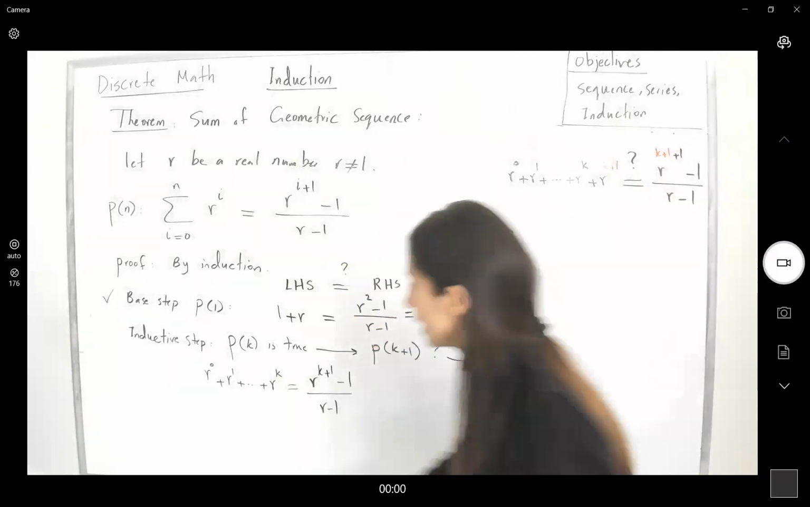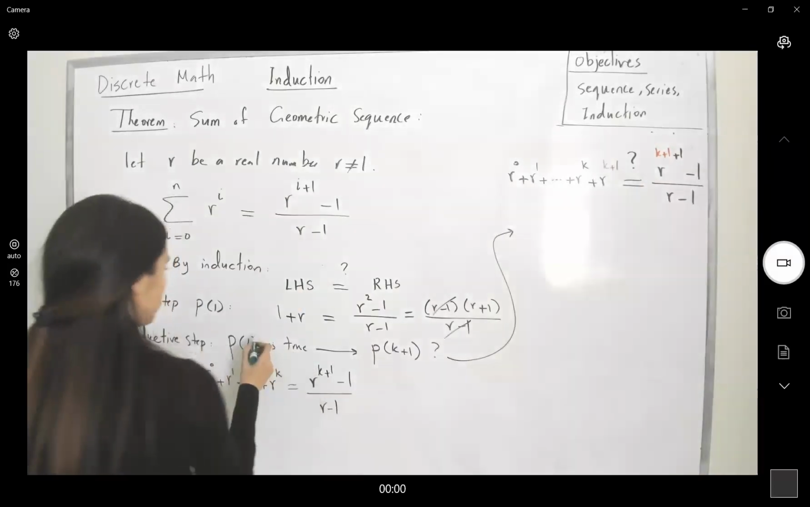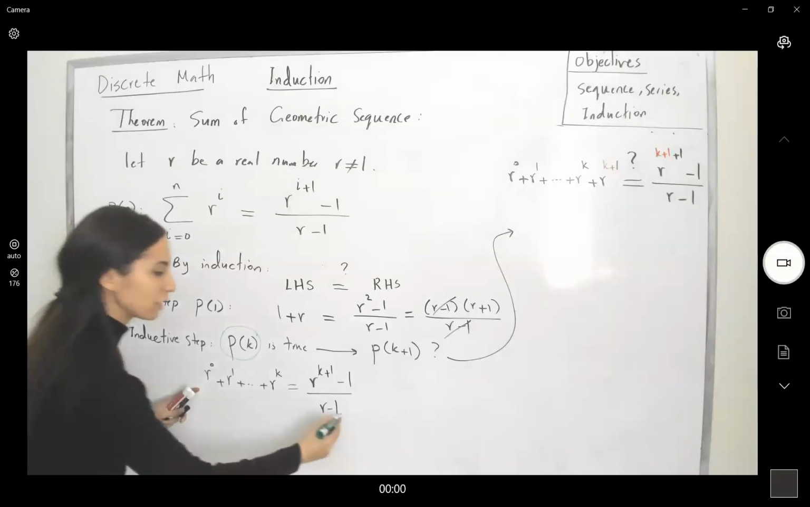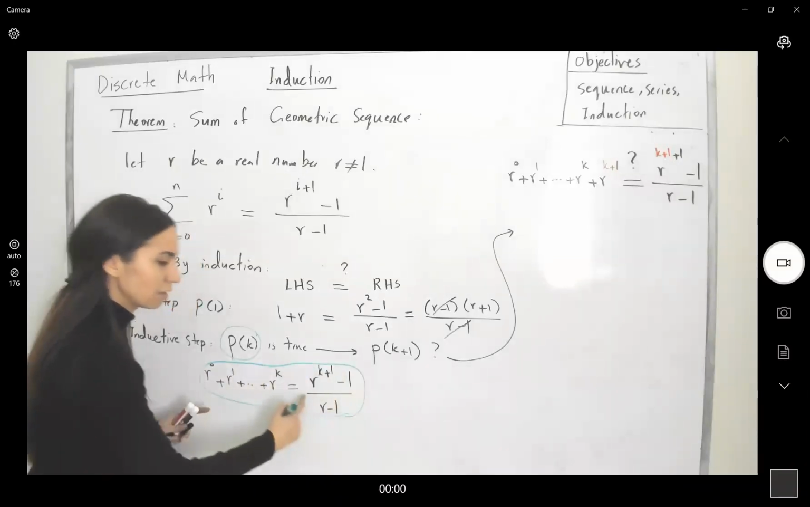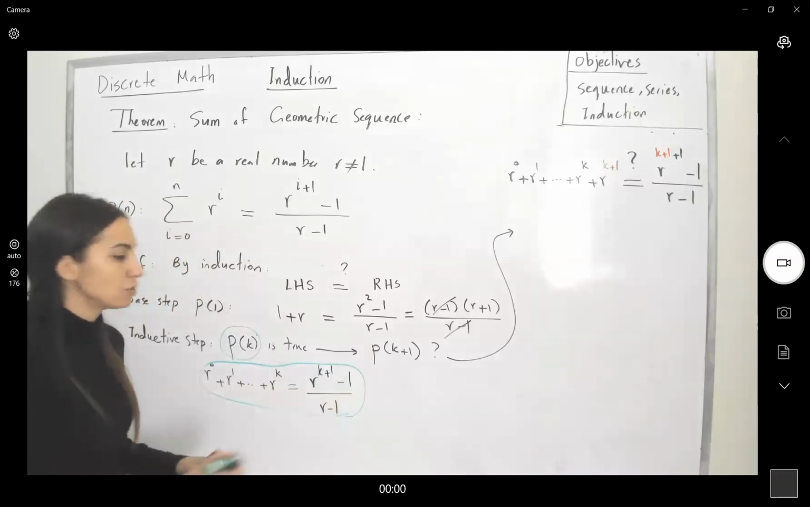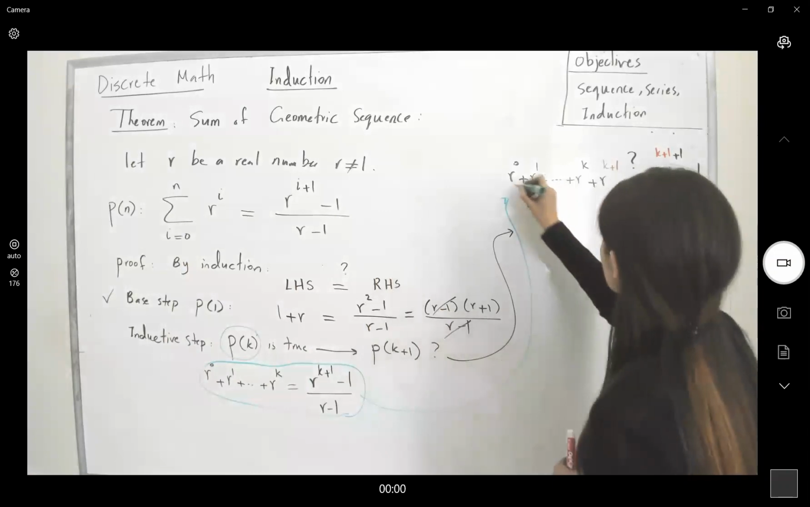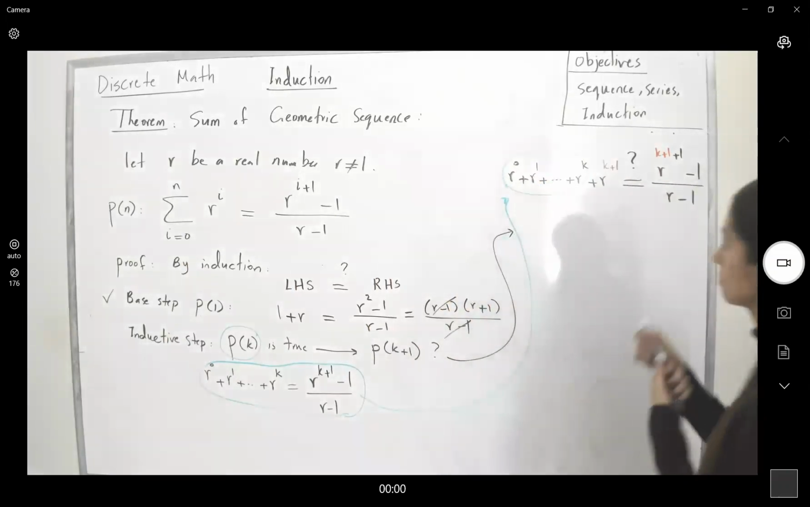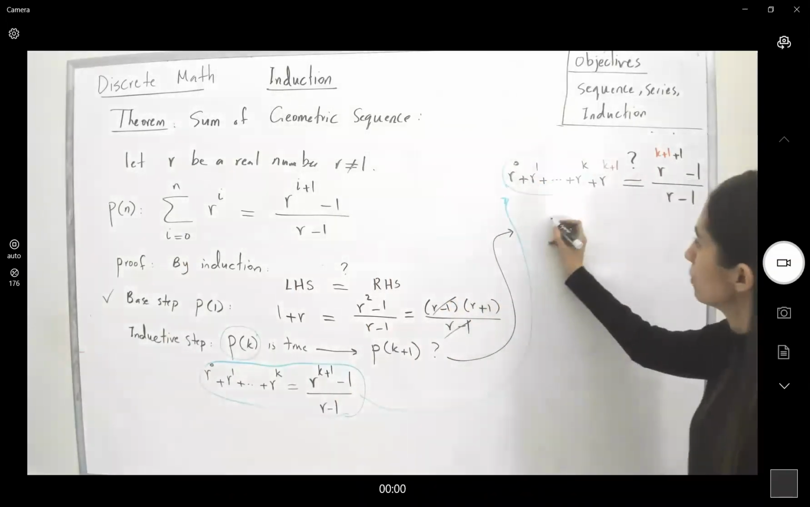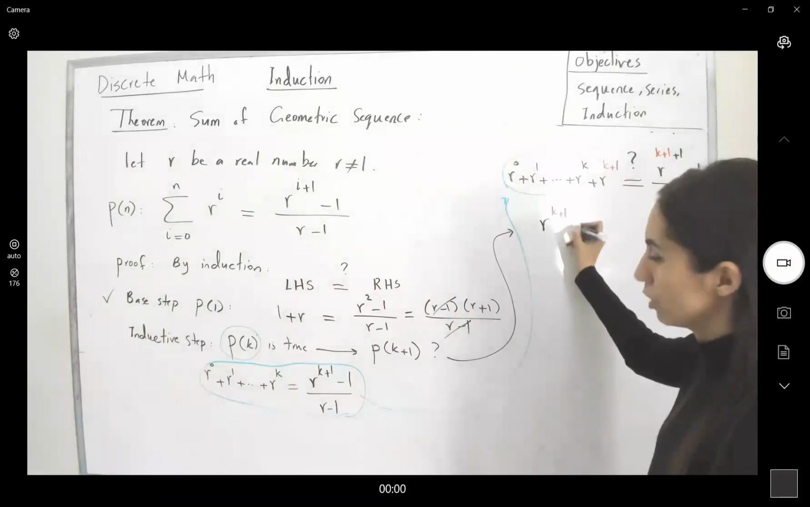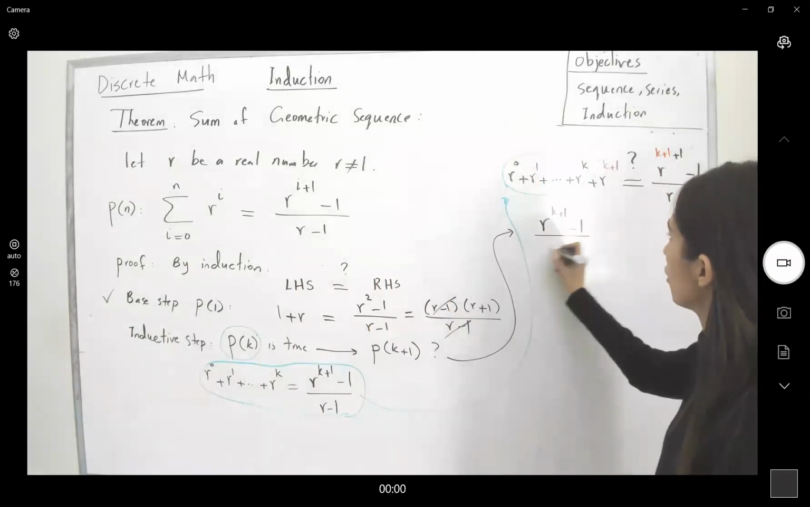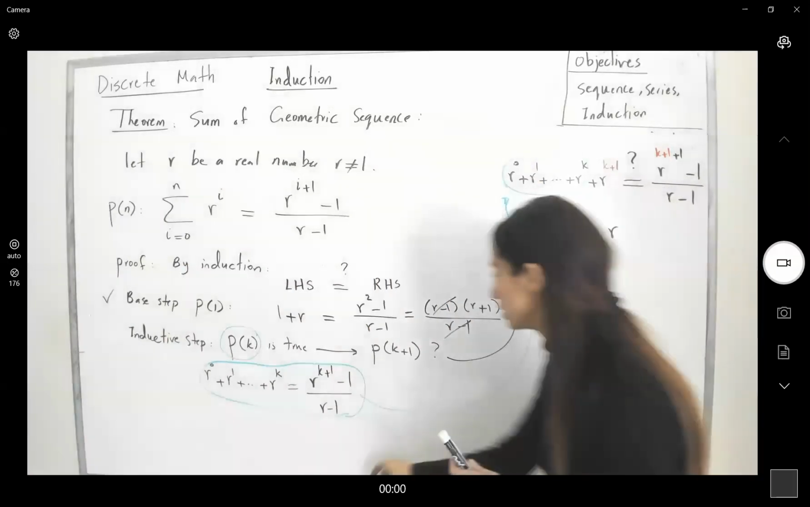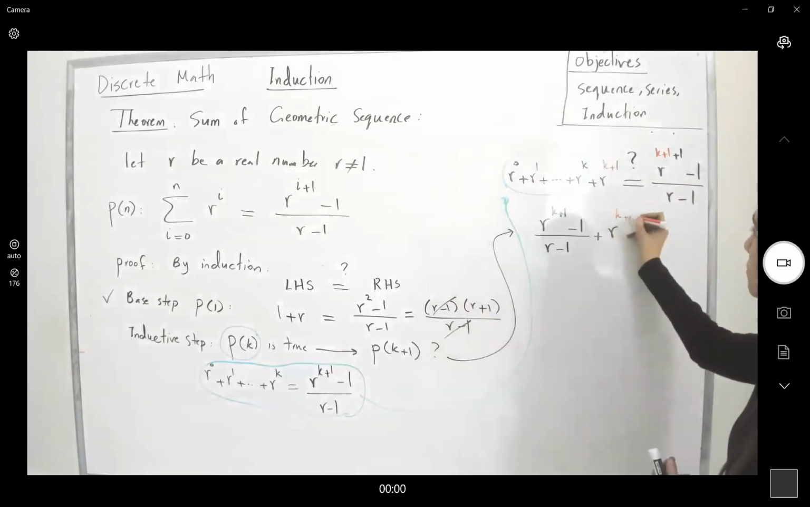Well, you might say, hey, from P of k, I know that the sum of r to the power 0 plus r to the first plus up to r to the k is already equal to this rational expression. So let us use it here. So this sum is equal to r raised to k plus 1 minus 1 divided by r minus 1 plus, now I'm going to copy down r raised to k plus 1 here, and I'm trying to simplify that.